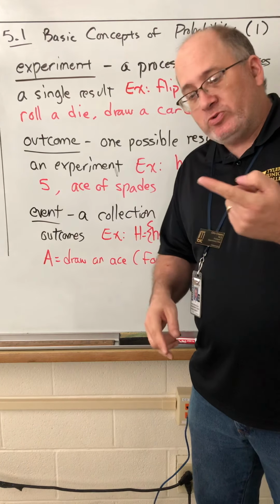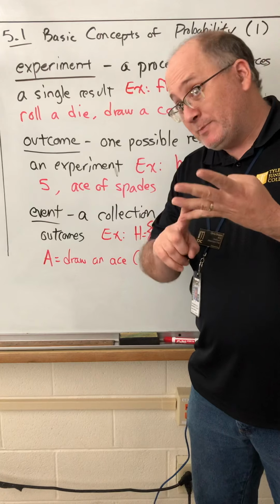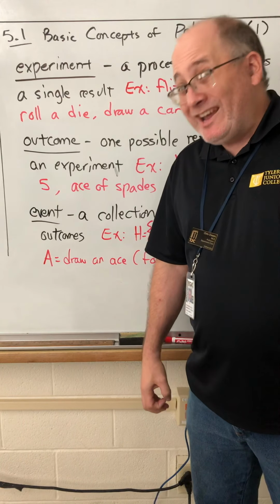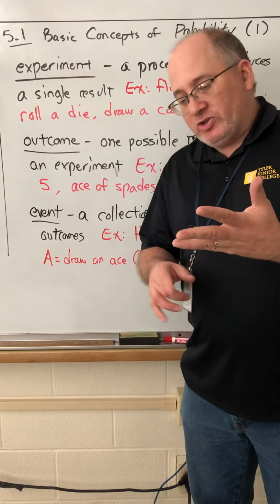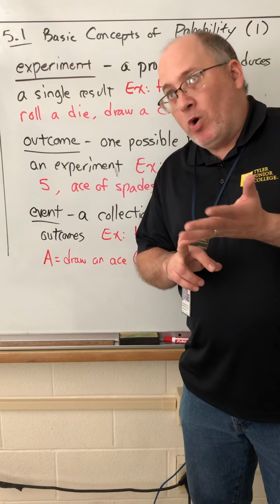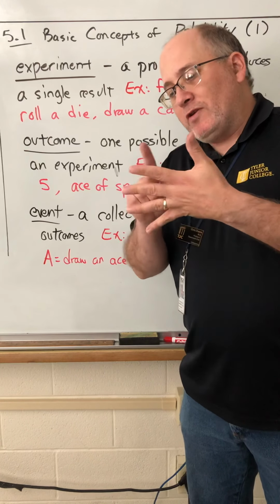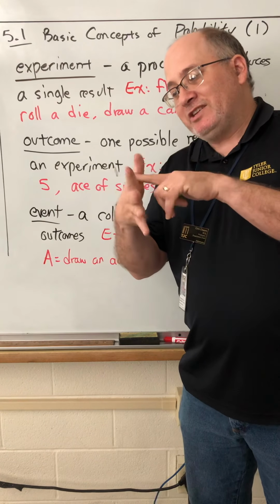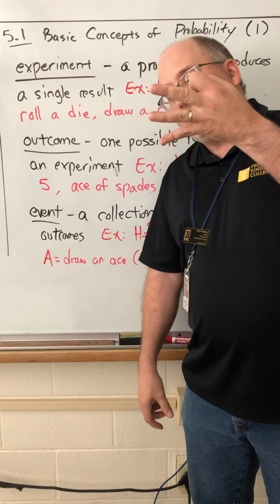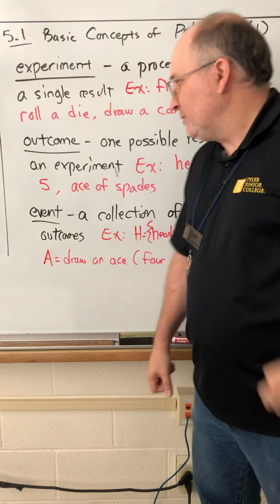There's 4 different suits. There's hearts, diamonds, clubs, and spades. And in terms of the ranks, there's 13 of them, starting with ace, which some people think is a 1. Ace, 2, 3, 4, 5, 6, 7, 8, 9, 10, Jack, Queen, King. Those last 3 are known as face cards.